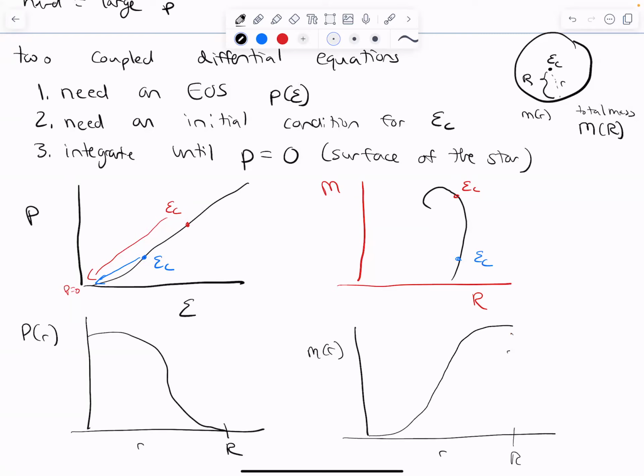Sort of flattens out, and that gives you your total radius. And so that's for some specific central density. You've done your integration, and that would be what it looks like internally.